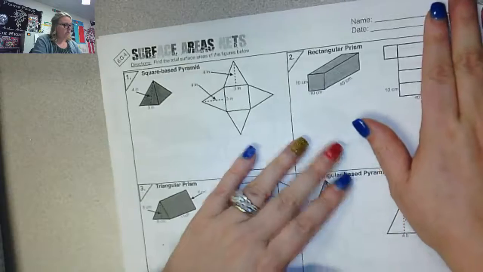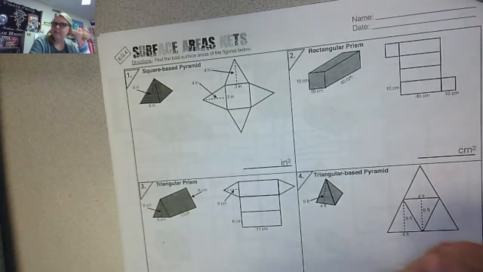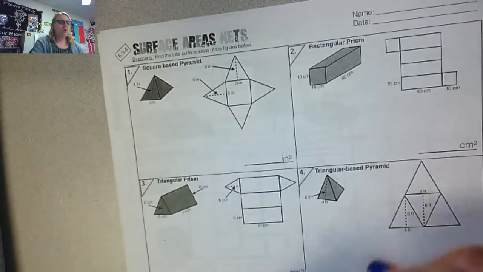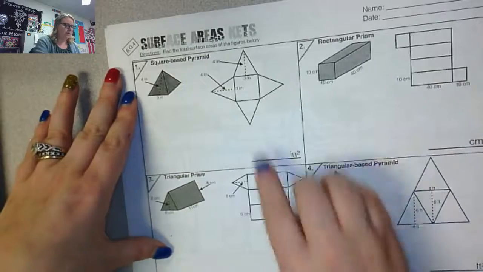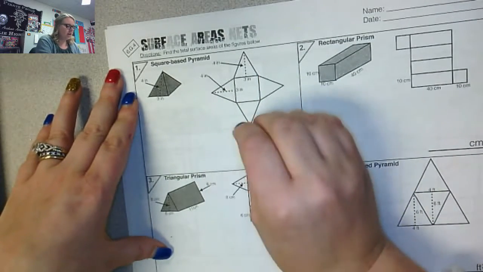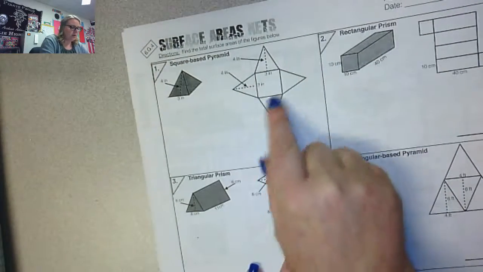Okay, now surface area is broken into 2. There's total surface area and there's lateral surface area. Today we're going to talk about total surface area. Total surface area is just like composite figures, meaning you have to find the area of every shape and then combine it all together to make the total. So let's go to your first one.